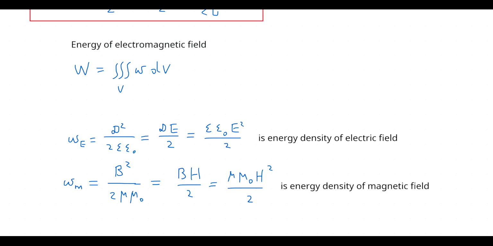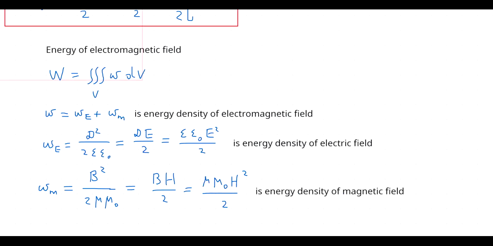Omega is just the sum of energy densities of electric and magnetic field. So omega is equal to omega E plus omega M. It is just the energy density of electromagnetic field. And I will write this formula in frame.